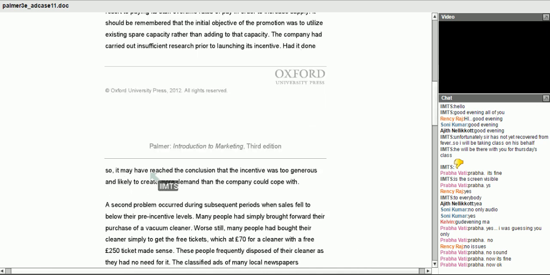So had it done so, it may have reached the conclusion that the incentive was too generous and likely to create more demand than the company could cope with.